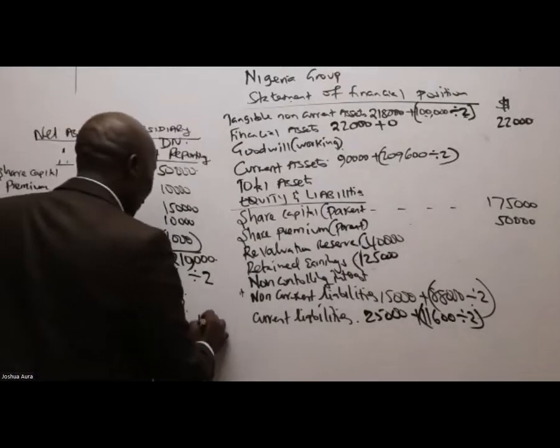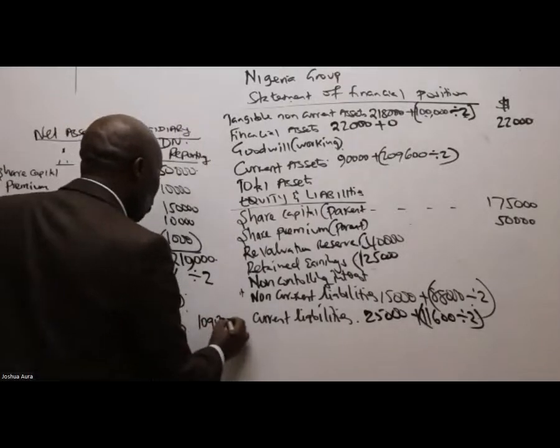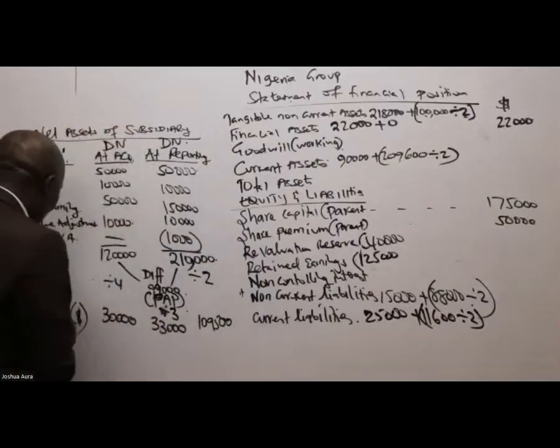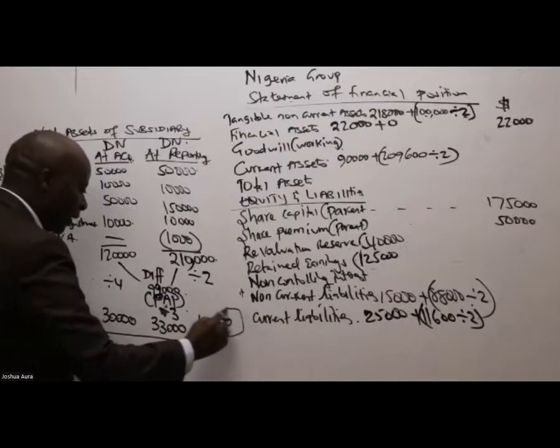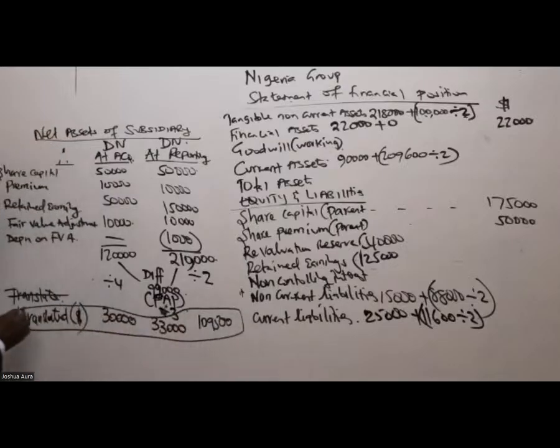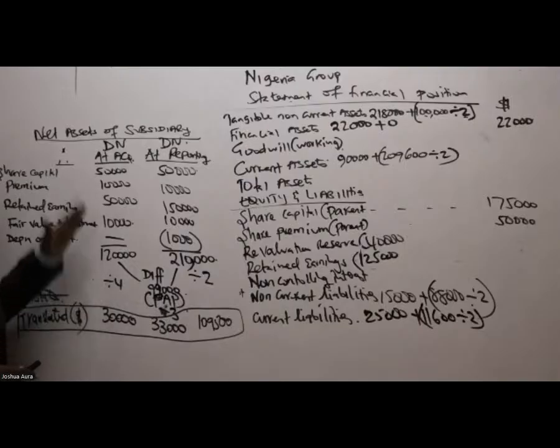109,500. So please take a yellow highlighter and highlight this entire thing. Please highlight this entire thing, and the moment you highlight, please let me know that you have been able to highlight, because this now marks the end of our net assets.